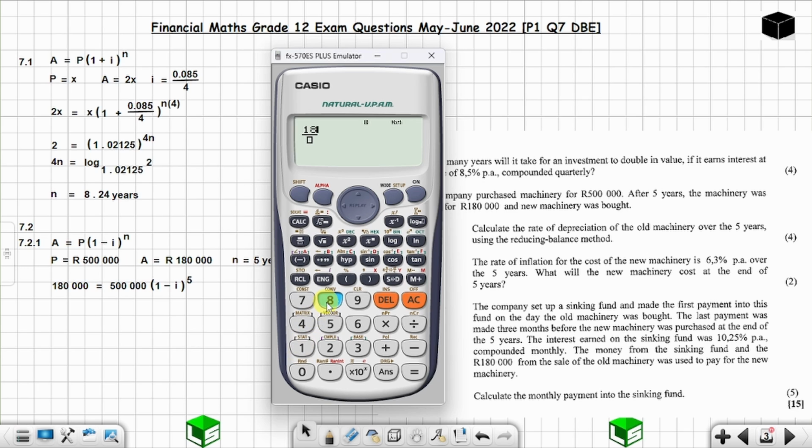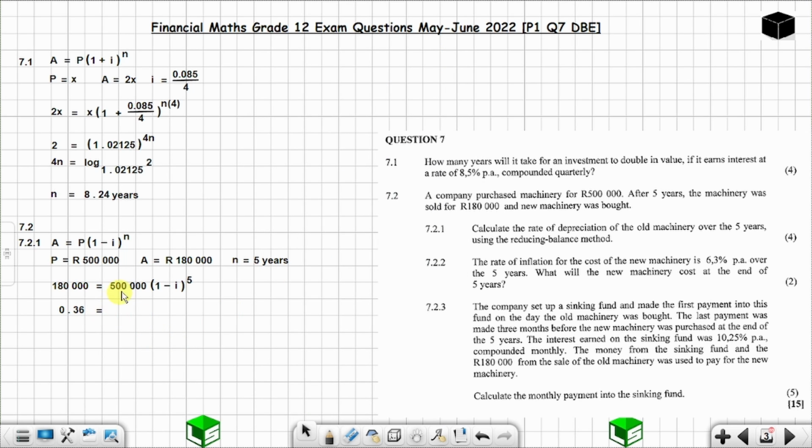This is equal to 9/25. We can write it as a fraction or as a decimal. As a decimal, you have 0.36. Let's write it as a decimal, 0.36, and carry on. When you divide this side by 500,000, you remain with 0.36 on the left.